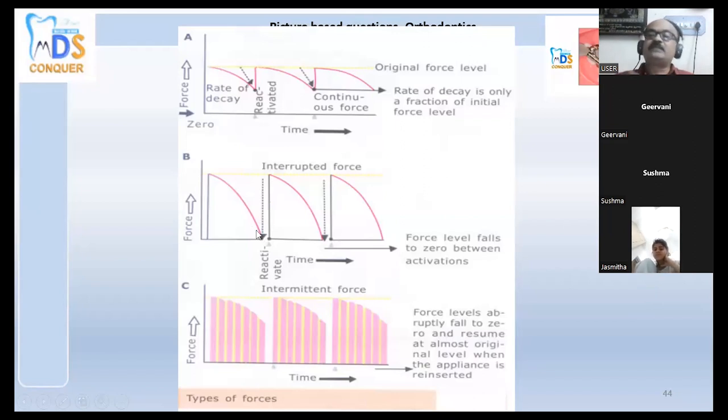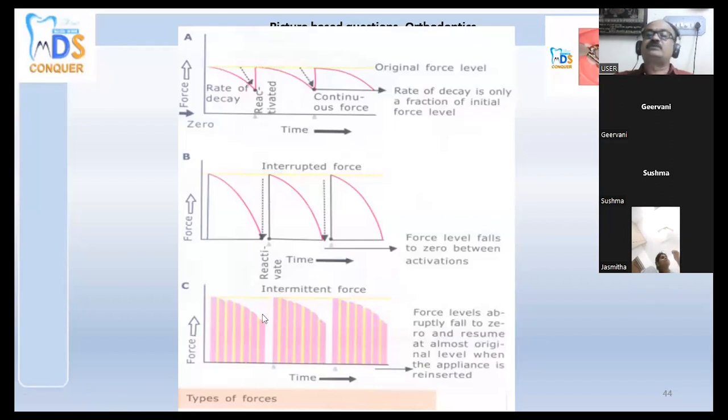That means after giving the appliance, there will be no movement at all. Sometimes if you activate an RME appliance, there will be an initial sudden movement. After that, there will be no movement at all. So this sudden fall of movement is seen in interrupted forces.